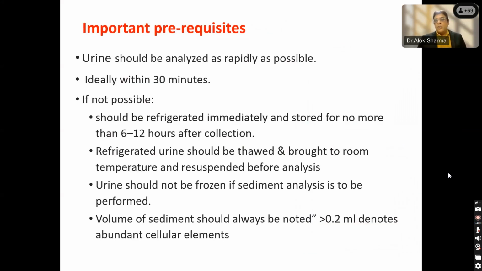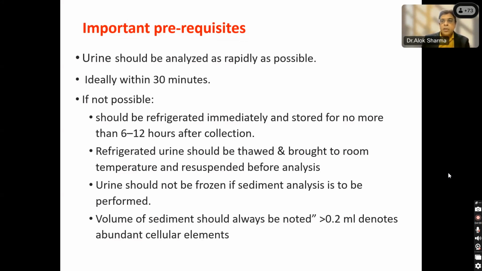Now, to do a good urine examination, there are certain prerequisites that need to be adhered to. The first and foremost, very important one is that it should be analyzed as soon as possible. The ideal time would be within 30 minutes of collection. As soon as the vial or container arrives in the laboratory, the process should begin. However, if that is not possible, you can refrigerate it immediately. But you should not do this for more than 6 to 12 hours after collection. That's the maximum time you can refrigerate and reuse for other examinations.